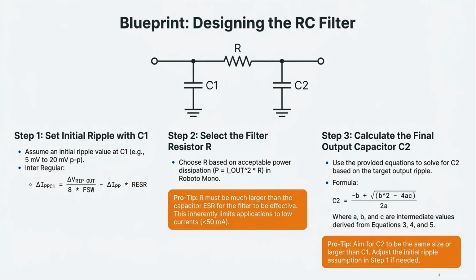Designing the RC filter involves three main steps. First, set an initial ripple with C1. Next, select resistor R based on power dissipation, noting it should be much larger than the capacitor ESR. Finally, calculate the required output capacitor C2.